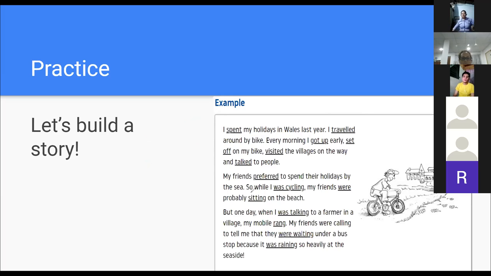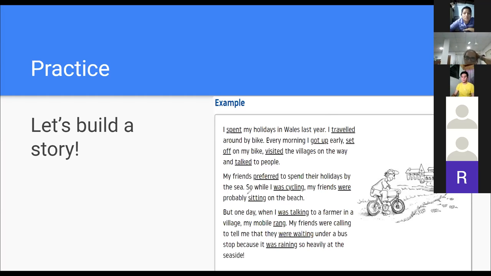Now, take a look at this. While I was cycling, my friends were probably sitting on the beach. Notice how we're using this. In Spanish you would say, cuando yo estaba andando en bici, mis amigos probablemente estaban sentados. Guys, in English you shouldn't translate, because we don't have a translation for estar sentado. Estar sentado en español no tiene forma continua, pero en inglés sí.